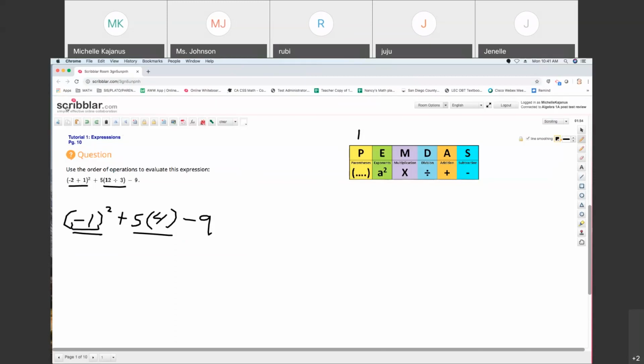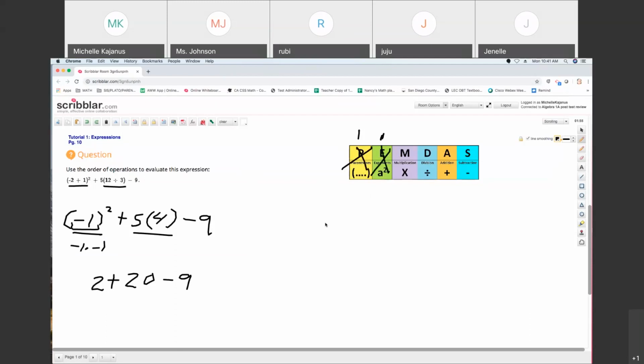Now this changes to something else. Very first one, I notice that I'm raising it to a power. That's an exponent, so I have to do that. -1 squared means that you're going to multiply -1 times itself twice. So this is -1 times -1, which is 1. And then 5 times 4, 20, minus 9. All right, so I'm done with parentheses.